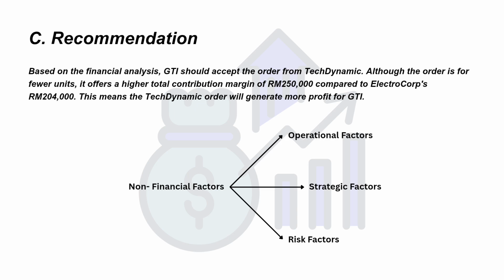For operational, the Tech Dynamic order is fewer units, which puts less strain on the already high capacity facility. Strategic, Electrocorp is a new European client and accepting their order could open the door to a new international market. Conversely, Tech Dynamic is a long-standing domestic client and maintaining this relationship is vital for business stability. My final recommendation remains with Tech Dynamic. Due to the significant financial advantage, the company can use the high profit to invest in future growth opportunities.